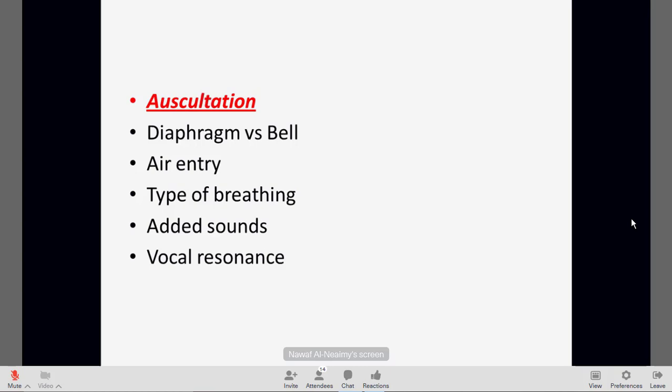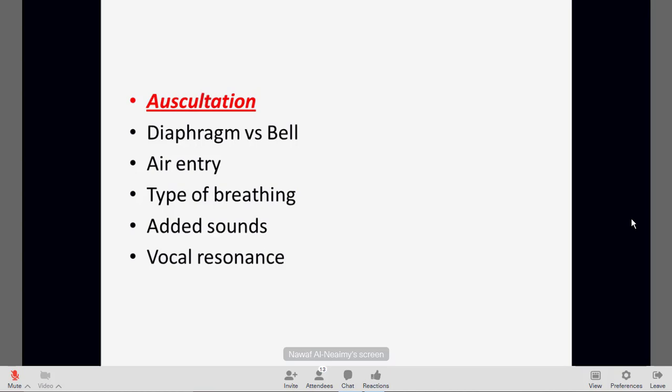Okay. When you intend to examine, you should know that in your stethoscope you have two sides. You have the diaphragm and the bell. And you know the diaphragm is designed to listen for the high-pitched sounds, while the bell is designed to listen for low-pitched sounds. In examination of the chest, you can use either of them or sometimes both. But in some settings, you prefer to use the bell, especially in the case of a hairy male.